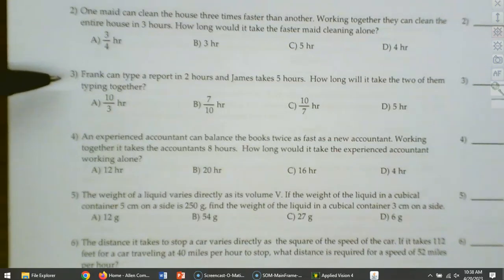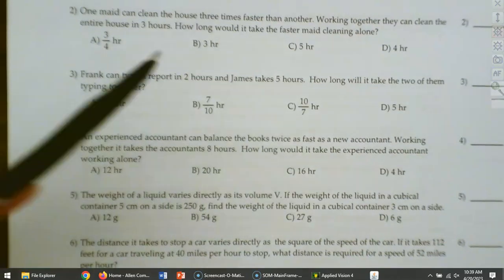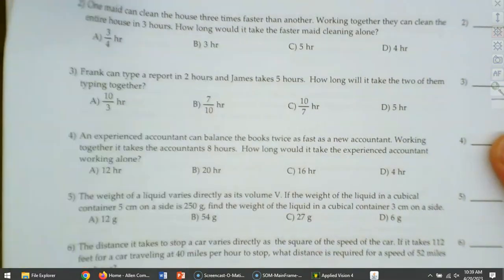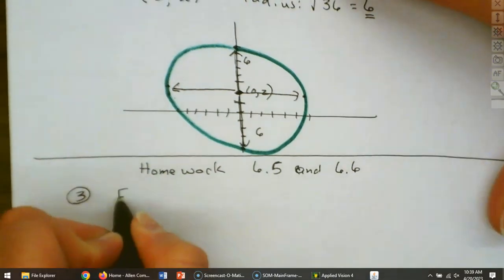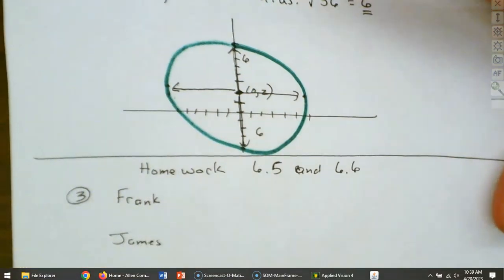And for these work questions, what we need to make sure is we write them as a fraction. How much work is done per hour. So Frank can type a report in 2 hours. James takes 5 hours. How long will it take the 2 of them typing together? So when they work together, well, that's addition. So let's see what we have here. We have Frank, and we have James.